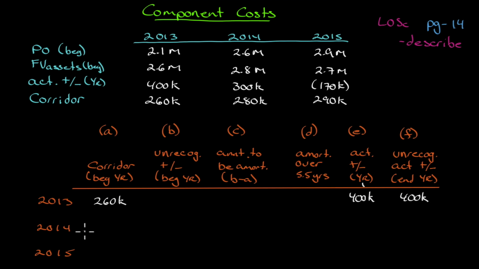Great. Let's go into 2014. What's our corridor here? 280. What is the unrecognized gain or loss at the beginning of the year? It's 400.